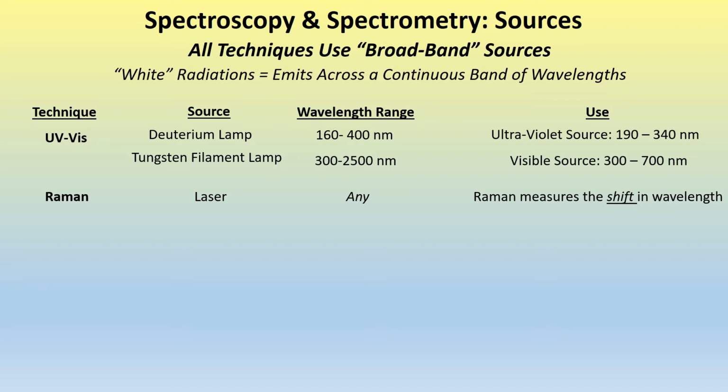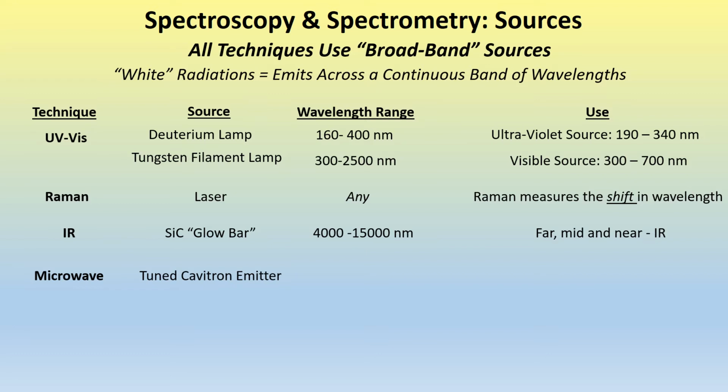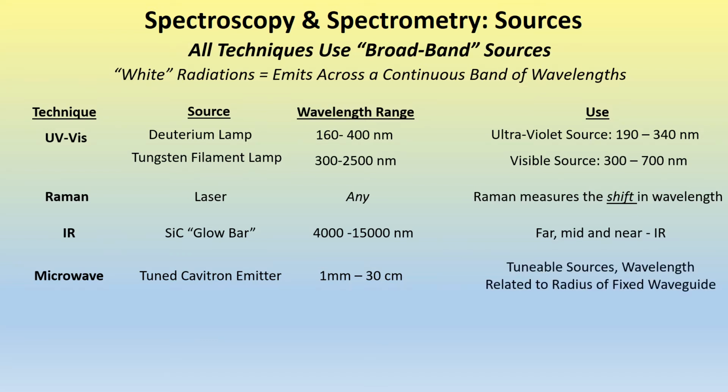For infrared spectroscopy, silicon carbide glow bars are generally used, which have emissions between 4,000 and 15,000 nanometers, and therefore can be used in the far, mid, and near infrared ranges. For microwaves, a tuned cavity emitter is used. These emitters can be used between 1 millimeter and 30 centimeters and are similar to the types of emitters used in a microwave oven. As a tunable source, the wavelength is related to the radius of a fixed waveguide.